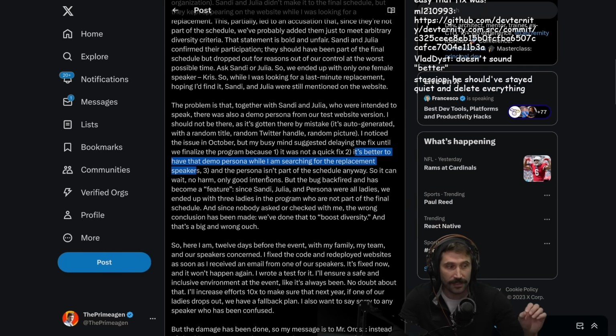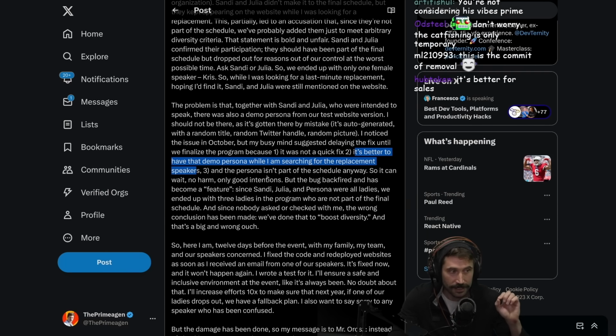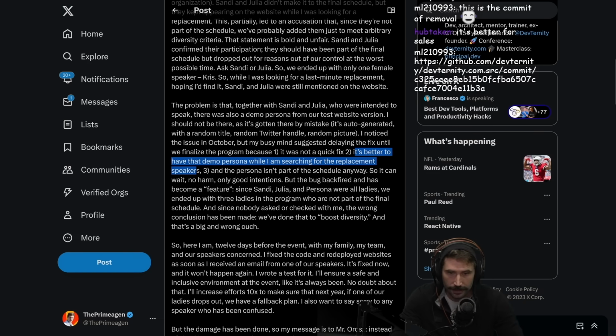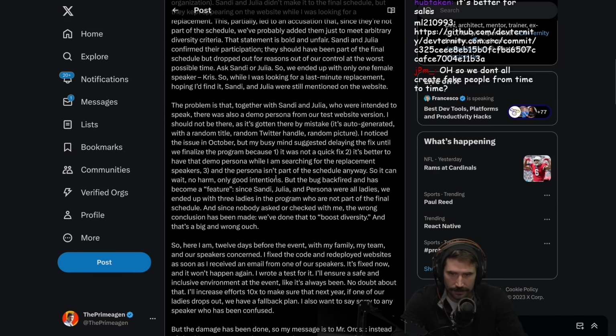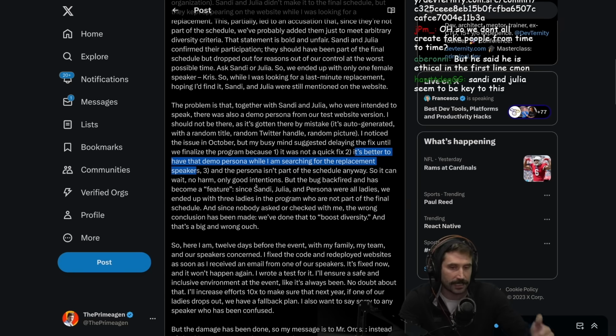I do hope that we get number 2 specifically addressed here, because number 2 seems really, really important. 3, and the persona isn't part of the schedule anyways, so it can wait. No harm, only good intentions. Well, no, I would say that number 2 is not good intentions. It's actually bad intentions. It's used to mislead people, either people you're asking to speak or people trying to buy.